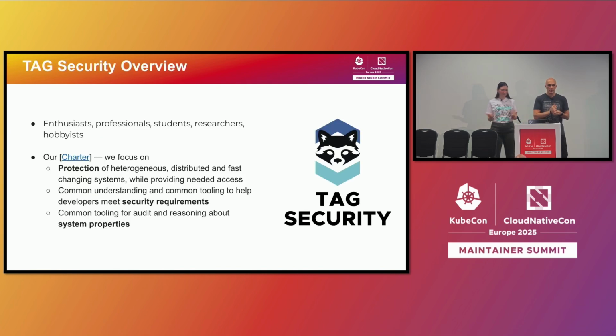So I'll start with a quick overview of what is tag security. Tag security, or the Technical Advisory Group for Security, is a group that sits under the CNCF. That's a collection of all kinds of folks. We've got enthusiasts, professionals, students, researchers, hobbyists, and everyone interested in the security of the cloud native space. And our mission really is to work with specifically CNCF projects, but really any open source project, to help improve the security of the ecosystem. And we do this both through direct interaction with projects, we'll talk about a lot of that interaction today, so I won't spoil the talk, as well as through general guidance and white papers that we put out into the world.